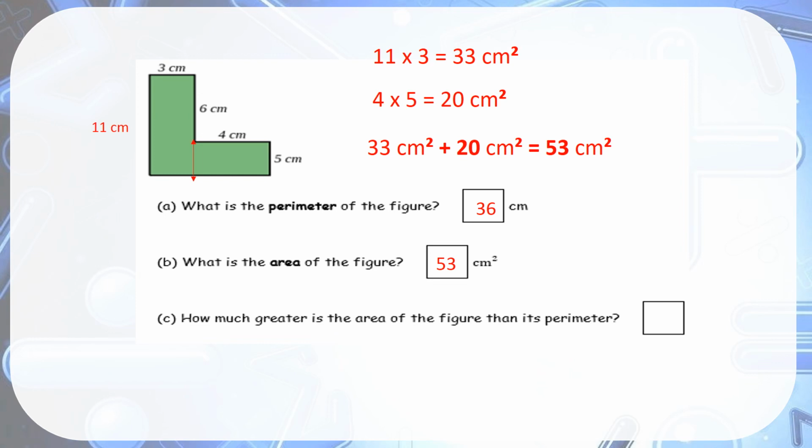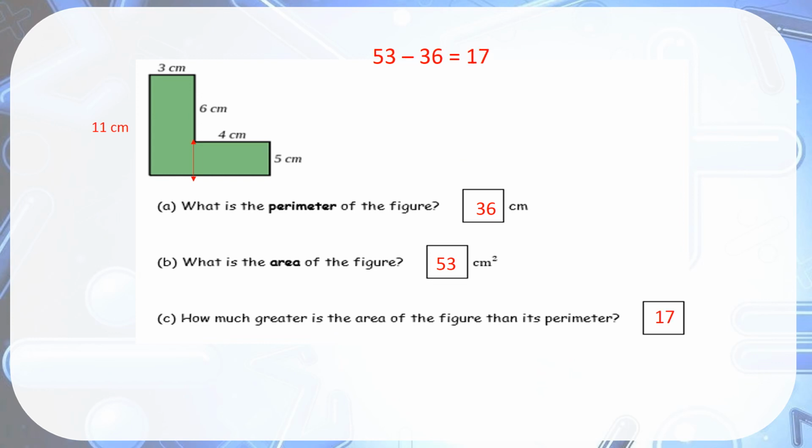And then what I have to do to those two numbers is add them together in order to find the total area of both shapes. So the final part of this question is asking how much greater is the area of the figure than its perimeter. So again, if it's asking you to do that, it's asking you to find the difference between the two numbers, and straight away that word difference should ding ding ding in your mind that you are going to do a subtraction. So it's going to be 53 subtract 36 equals 17.